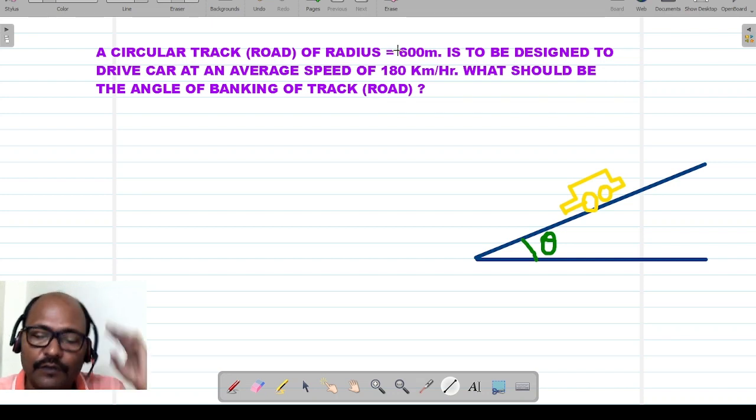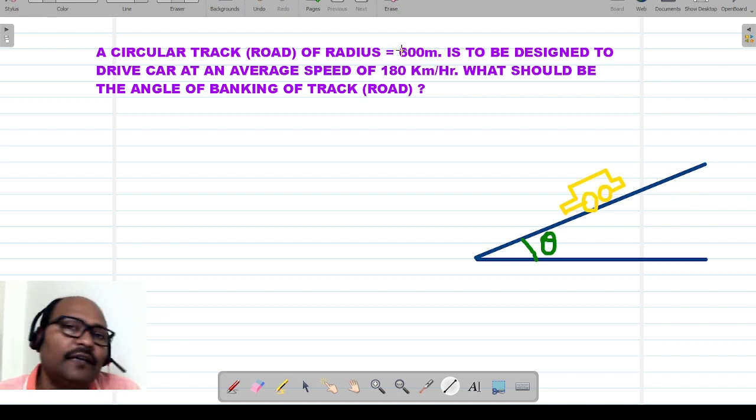So today we will see how the numericals of banking of roads, or the questions related to banking, will be solved. Okay, there is a circular track, and this is a banking. Banking means an inclination which is of 30 degree. Here you can see this is called banking of road. This theta is the banking, that means the road is tilted at theta angle. This is just made to prevent overturning of any vehicle at a high speed.